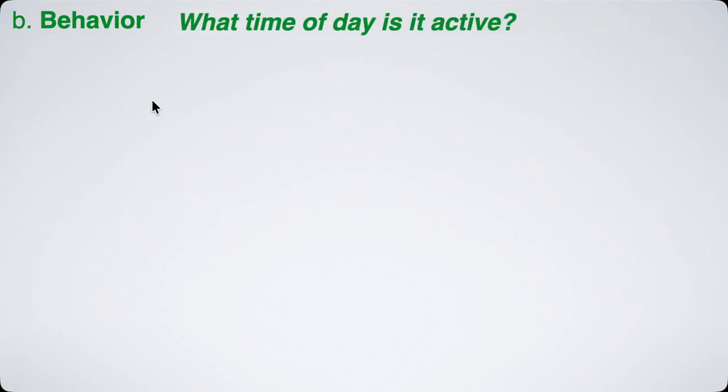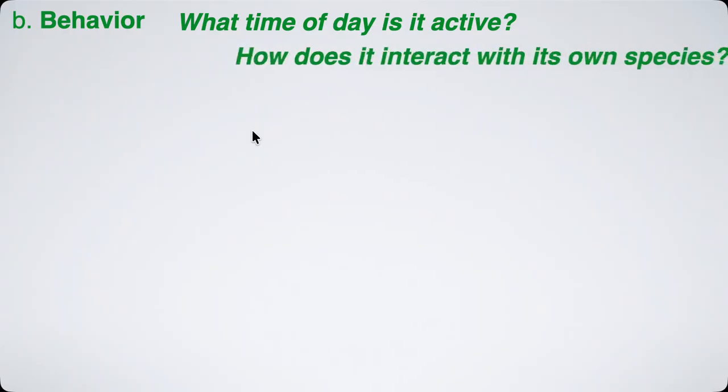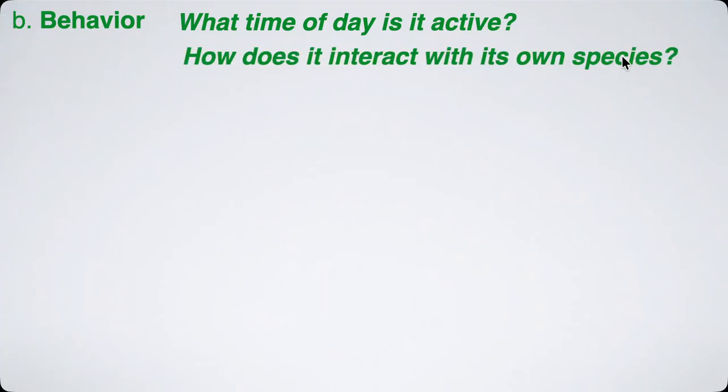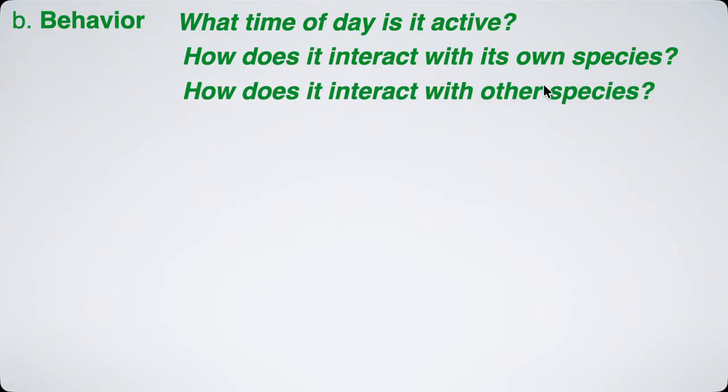Okay. Next up, behavior. What time of day is it active, right? Is it going to be awake at night? Is it going to be awake only during the day? Is it a dawn or dusk kind of organism? How does it interact with its own species? Is it friendly? I mean, most organisms of the same species are going to be friendly with one another, but some species spend most of their lives without even seeing another of their species, like a snow leopard or something. How does it interact with other species?